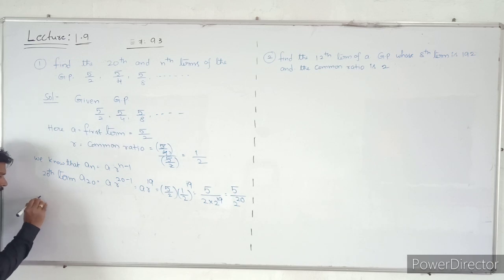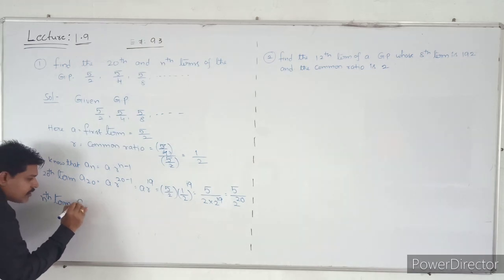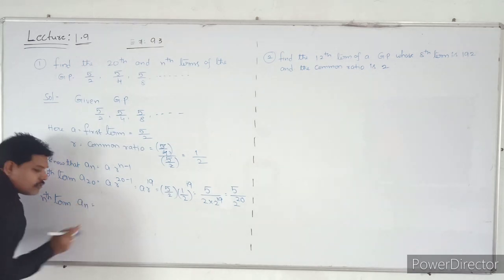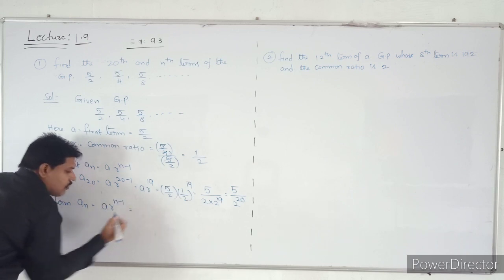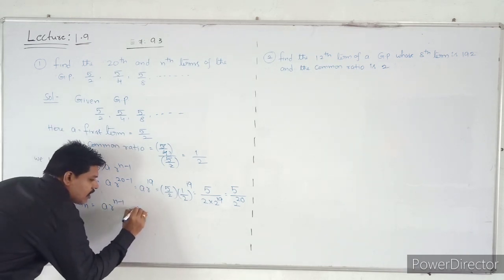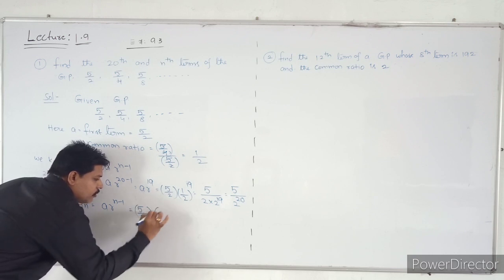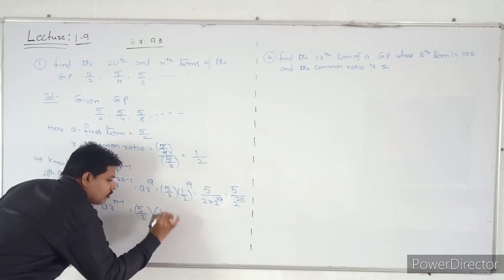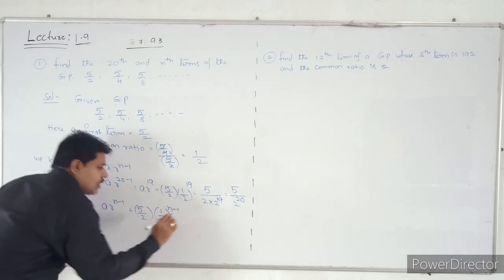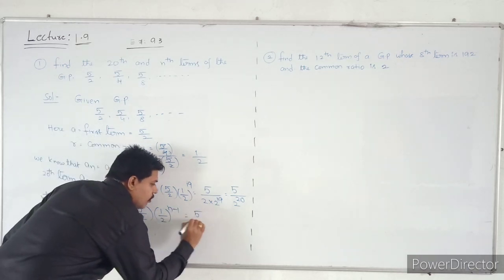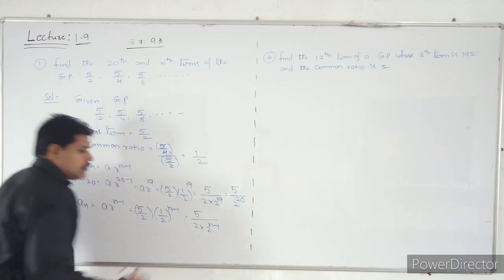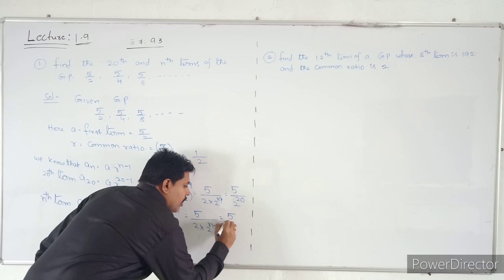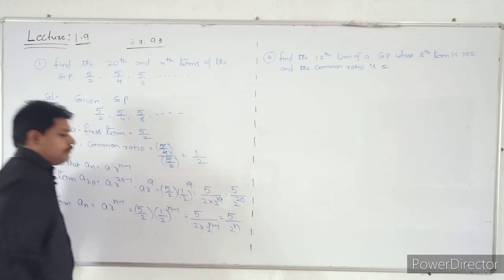Similarly, what is the nth term? I will calculate the nth term. That is nothing but An, which is A into R power n minus 1. The A value is 5 by 2 and R is 1 by 2, whole power n minus 1. That is 5 by 2 into 1 by 2 power n minus 1. So this value will become 5 by 2 power n.